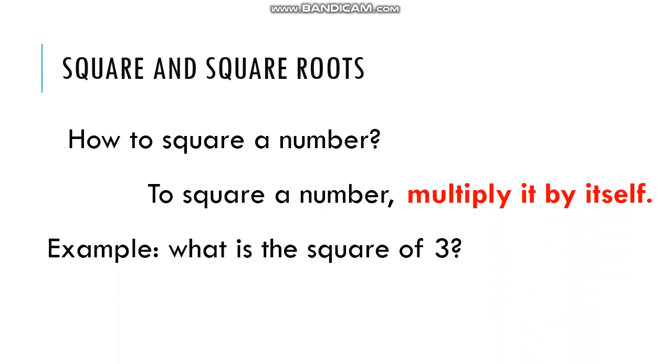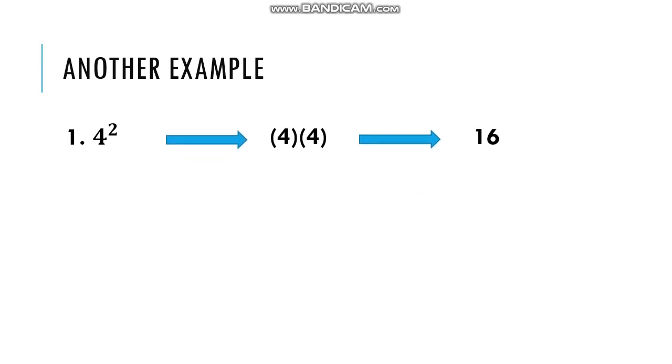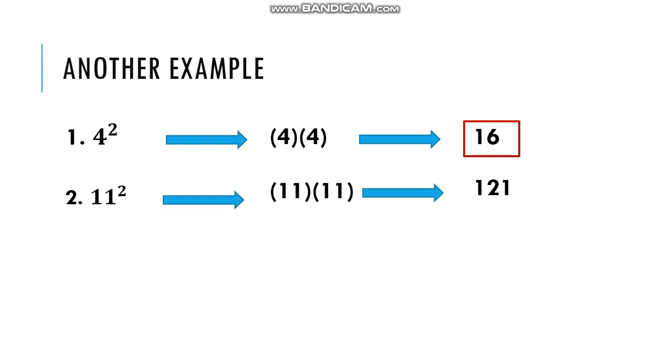Example, what is the square of 3? 3 squared. Multiply 3 by itself 2 times. 3 times 3 gives us 9. Another example, 4 squared. Multiply 4 by itself 2 times and it gives us 16. 11 squared. Multiply 11 by itself 2 times. 11 times 11 is equal to 121.